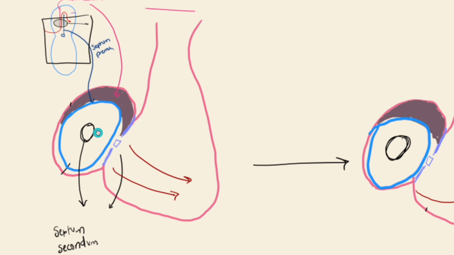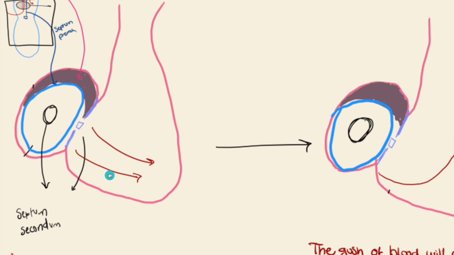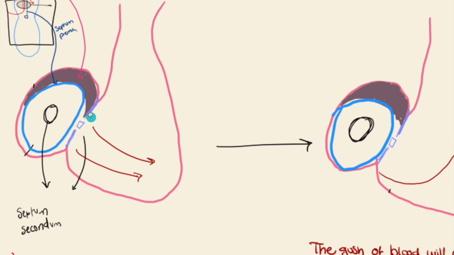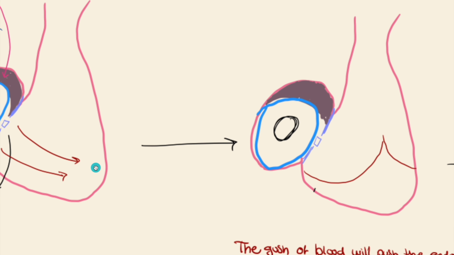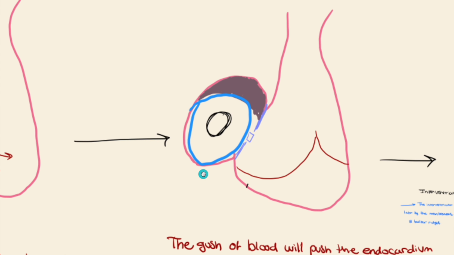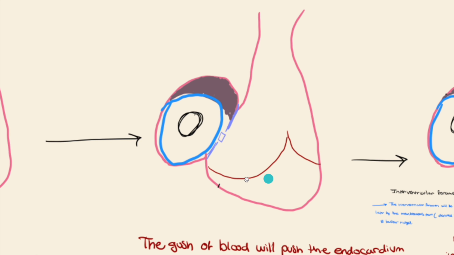For the sake of the explanation, since we're only going to be seeing one part of the heart, this is going to be our left atrium, and this is going to be our left ventricle. As blood is flowing from the primitive left atrium into the primitive left ventricle, the force of blood is going to induce the endocardial lining, which is the innermost layer right here, to form an upward protrusion.